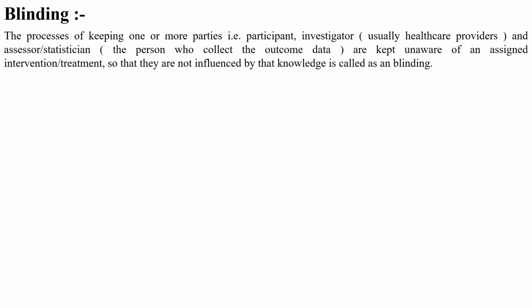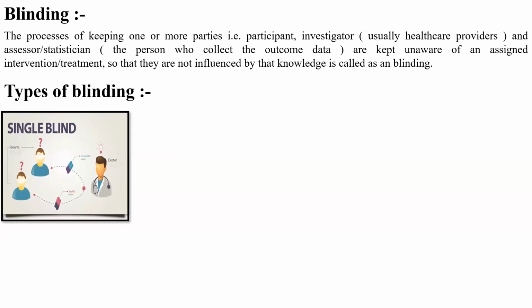Next is blinding. Blinding means that if the person who is taking the treatment does not know which treatment he is taking, or the person who is giving the treatment does not know which treatment he is giving, it is blinding. Participant, investigator, or assessor can be blinded. The participant is the person taking part in the clinical trial, the investigator is the healthcare provider, and the statistician is the person who collects the data. They are all unaware of the treatment. That is called blinding, and it can be done in the following ways.